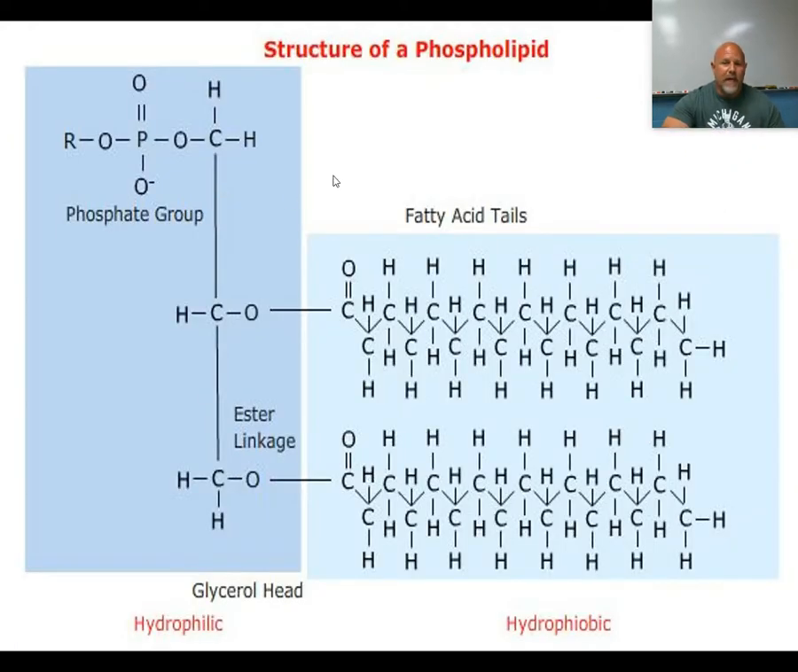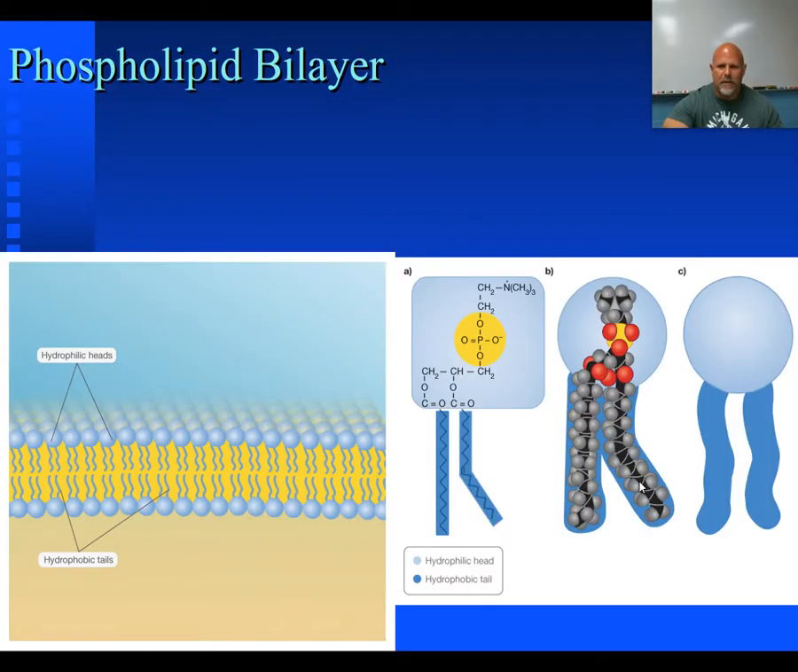We can also make phospholipids out of triglycerides. Basically, what you do is one of the fatty acids gets replaced by a phosphate group, and you end up with a molecule that looks like this. It has 2 fatty acids on it and a phosphate group, and this is what makes up our cell membranes.